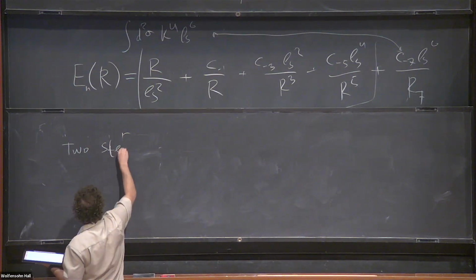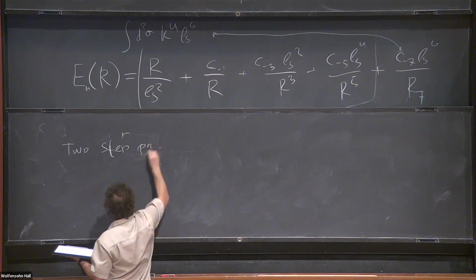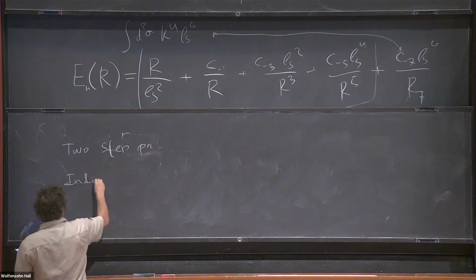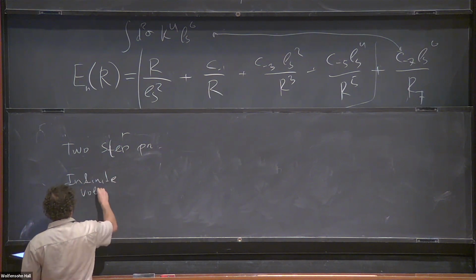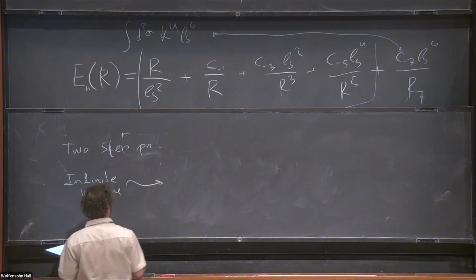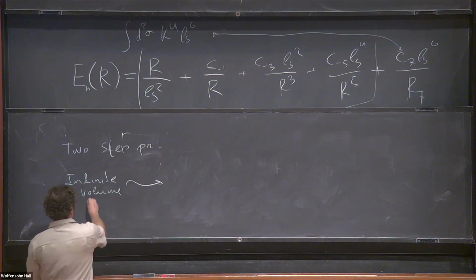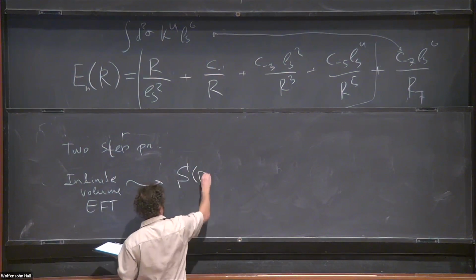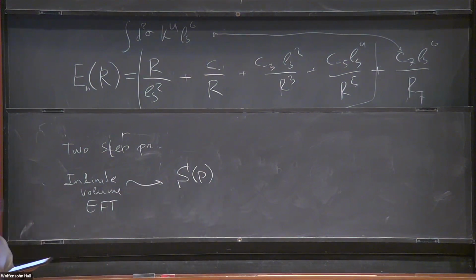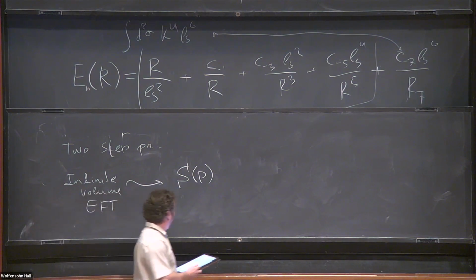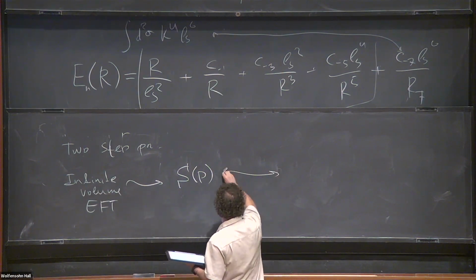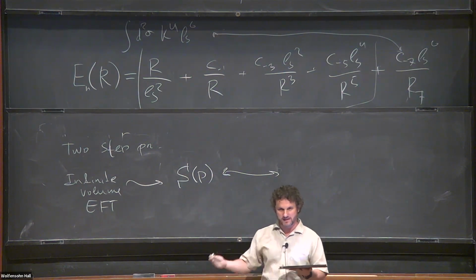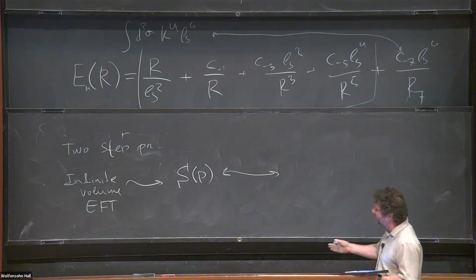Two-step procedure. In one step, one works in infinite volume, and that's where one uses perturbation theory. One applies infinite volume EFT and calculates perturbatively the S matrix for scattering of the string excitations. The second step: we all believe that if you know the S matrix exactly, it has full information about the theory.